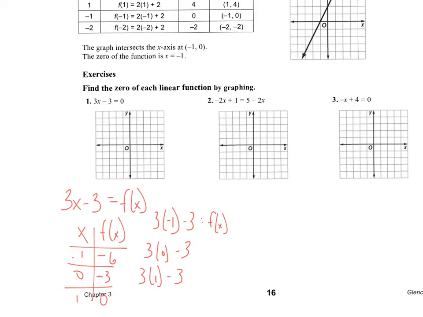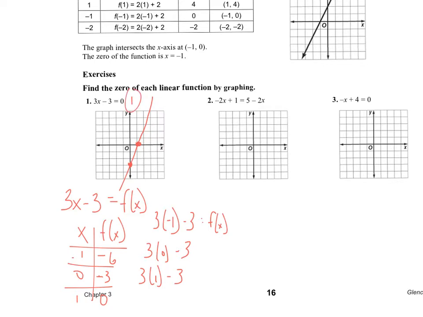So -1, -6. Looks like it doesn't even fit on my graph. However, 0 and -3 will be right there. 1 and 0 will be right there. Ba-bam. So find the zero of each function by graphing. So here our 0 is, where does it cross the x-axis? Well, it crosses it right here, and that is at the number 1. So 1 is your answer here.